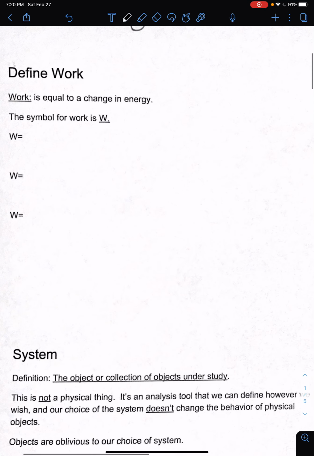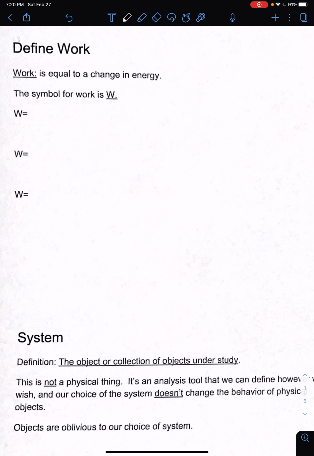Work is equal to a change in energy, and the symbol for work in this class is capital W, which looks a little bit like weight. So you have to understand context. Sometimes it is work when you see a capital W, and sometimes it's weight. Capital W is also watts. If you think about a light bulb, a 100-watt bulb or a 60-watt bulb, you would see a capital W for watts as well. So once again, you have to understand context.